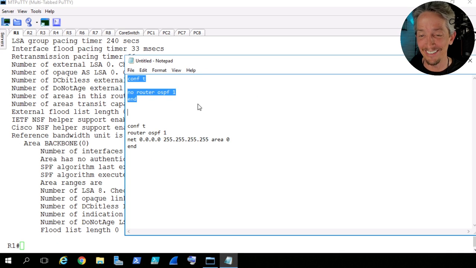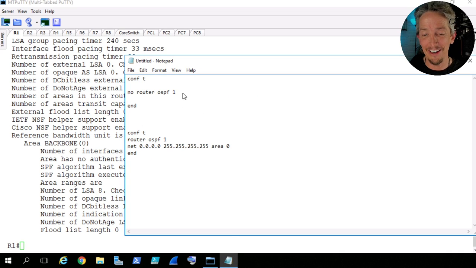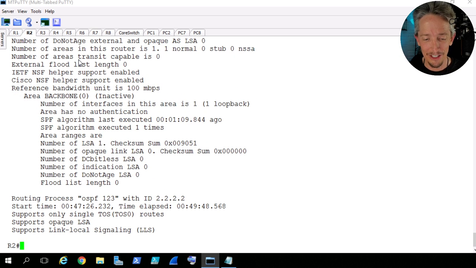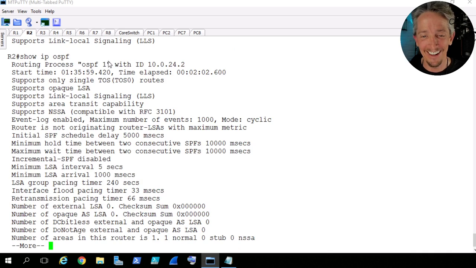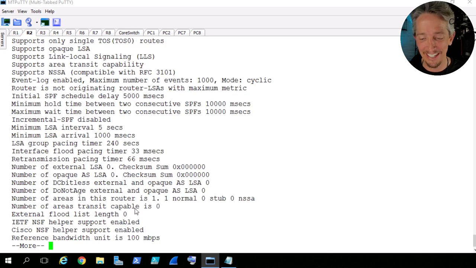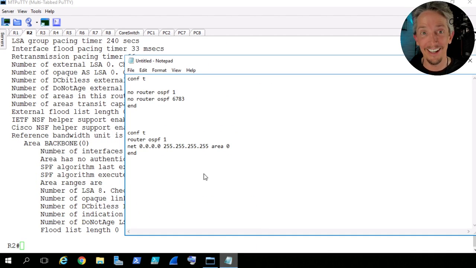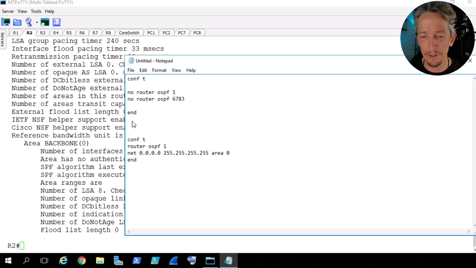All right. Notepad. No router OSPF 1, no router OSPF 6783 because I was being tricky. Great. That'll wipe those out. Let me go check out R2. Show IP OSPF. 1 and 123. Yeah. So what I just did was I enabled an additional OSPF routing process on both routers. And that's why the adjacencies didn't all go down, because they had multiple OSPF processes running. So we need to take 123. No router OSPF 123. Great.